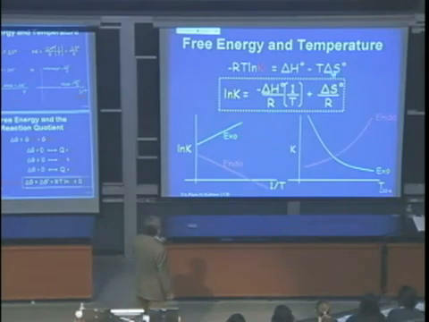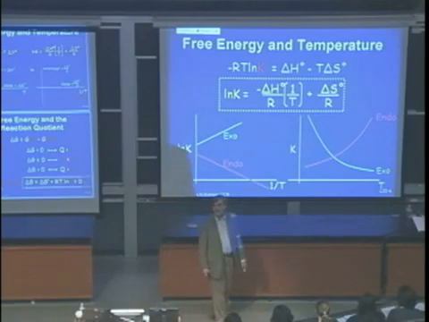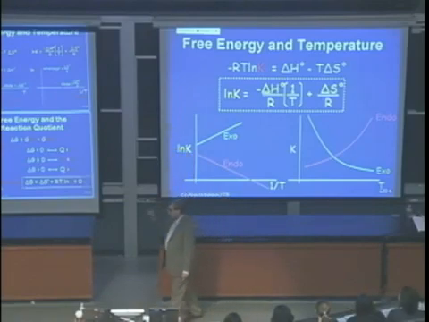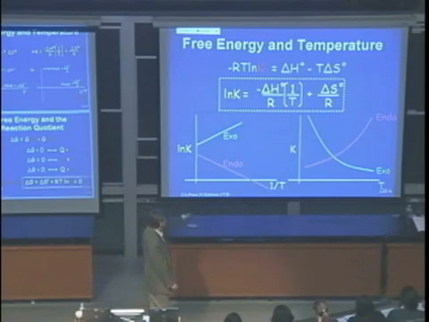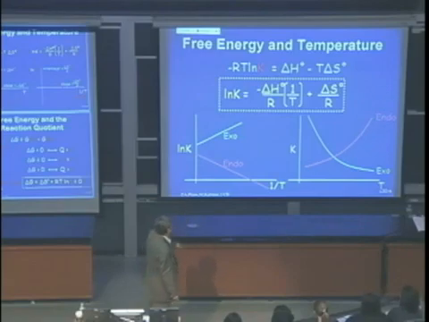And the delta S, what will be delta S here? Delta S will be the intercept, delta S over R, okay? Now if it's endothermic, heat is a reactant. And with this, the equilibrium constant as a function of temperature will increase, okay? Because we're pushing it over to the other side.